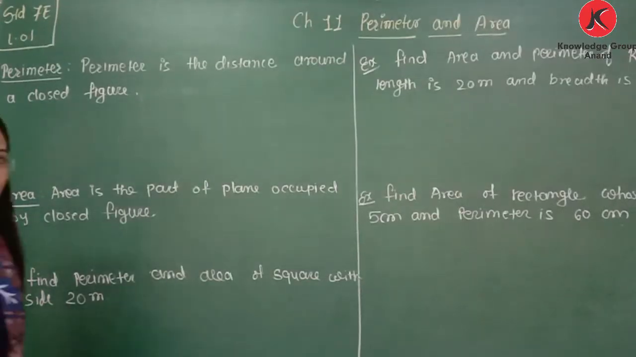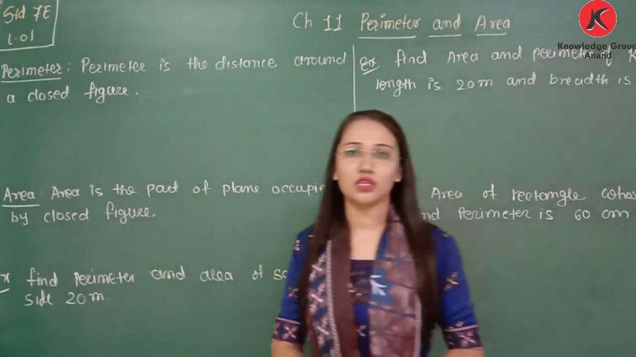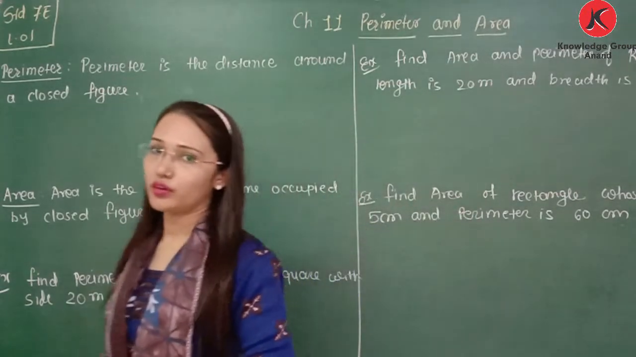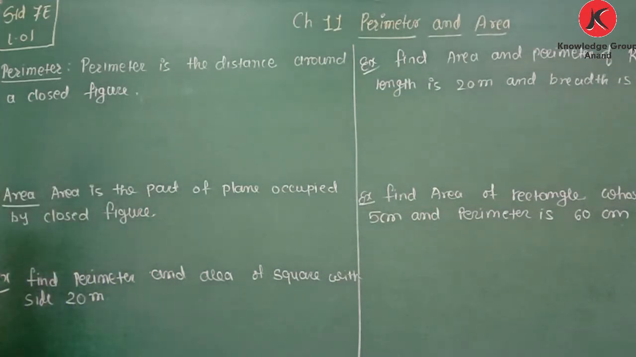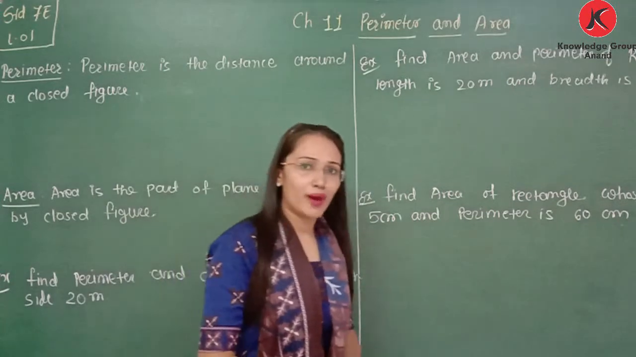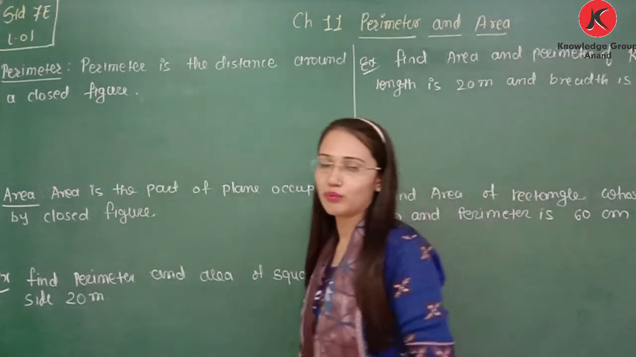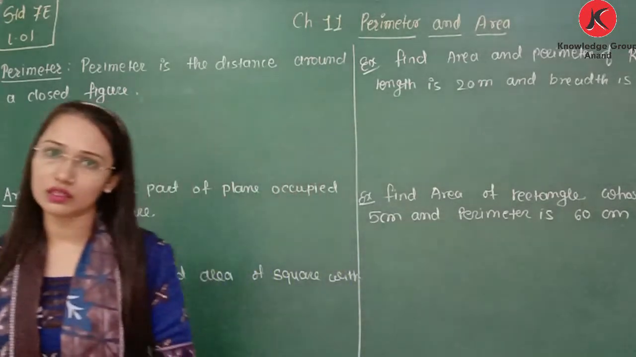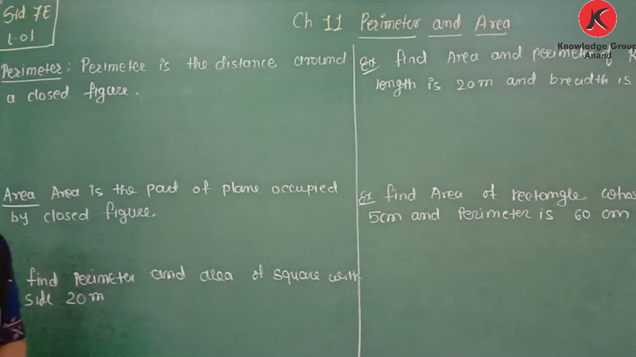Welcome back, friends. Today we will start chapter number 11, that is perimeter and area. We already learned some concepts about perimeter and area in the previous standard. In 5th standard and 6th standard we also saw examples to find the perimeter of a rectangle and a square. Also we saw an example to find the perimeter of a triangle. So today we will cover all the concepts that we learned in previous standards.